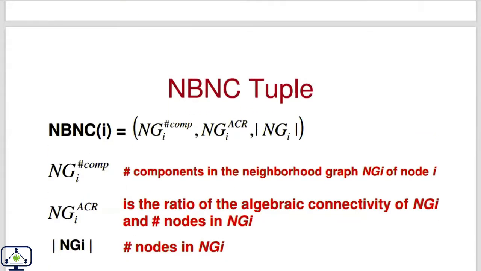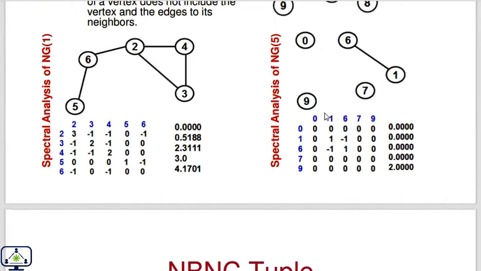This centrality tuple has 3 components in it. The first entry is the number of components in the neighborhood graph. So in this case, for node 5, the number of components is going to be 4. In the case of node 1, it's going to be 1.